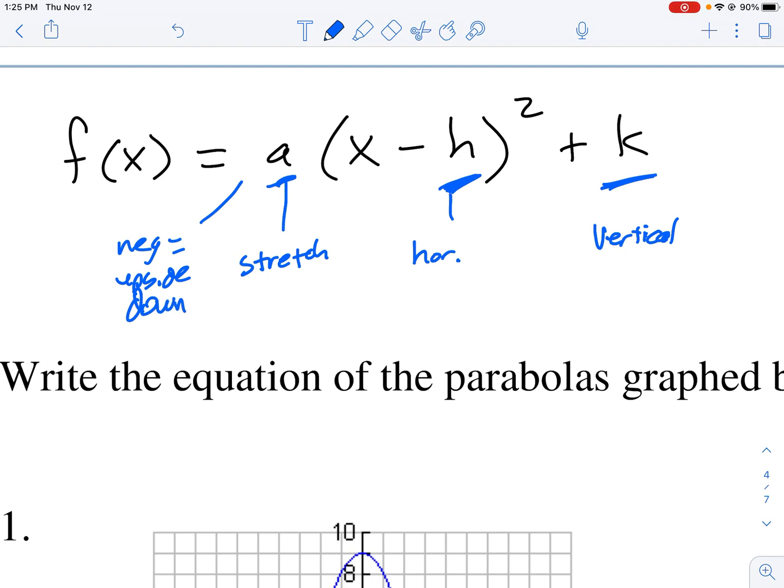So let me kind of walk through a few of these too. So this h value is going to move it horizontally. So if this h value is 3, so you have x minus 3 squared, it's going to move it to the right 3. If it was x plus 7, that'd be like subtract negative 7, which would be moving it left 7. If you have a number out here, it's going to move it vertically. So if that number out there is 9, your whole graph's going to go up 9. If it's negative 5, everything's going to go down 5. And these together make your vertex.